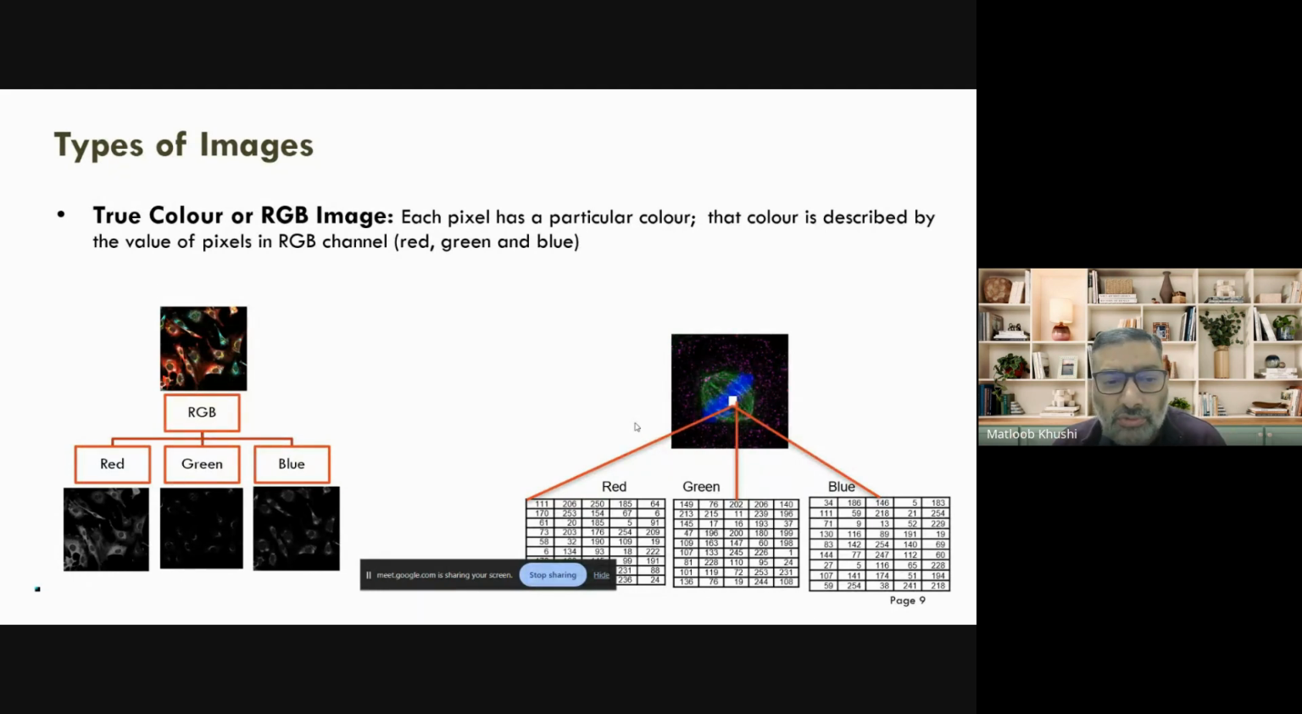I'm sure all of you are already aware that most color images are formed of three channels: red, green, and blue.